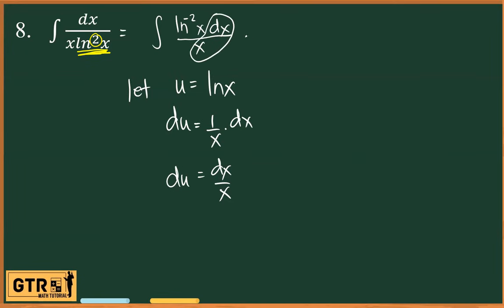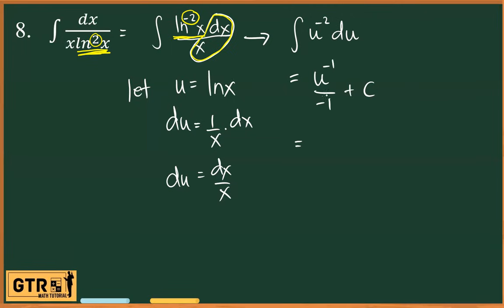So it is now in the form: the integral of u, our u being ln x, and this is our du, dx over x, and this is our exponent n, negative 2. Therefore, that can be written as u^(-2) du. If we integrate that, it is equal to u^(-2 + 1), so negative 2 plus 1 is negative 1, over negative 1, plus c.